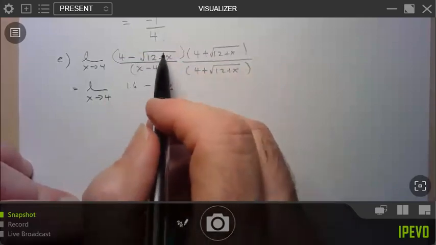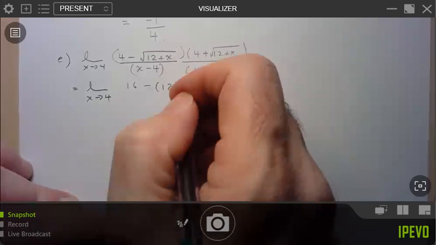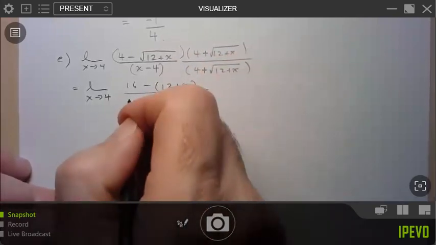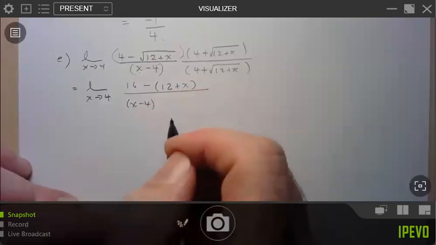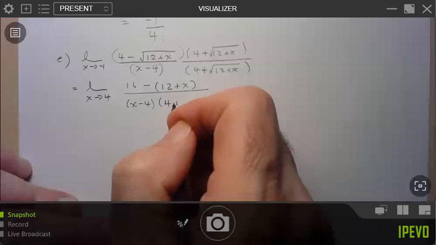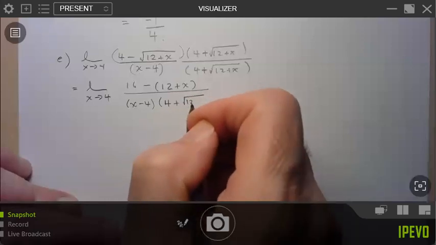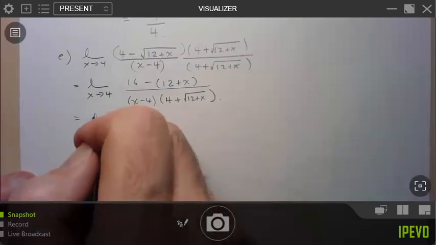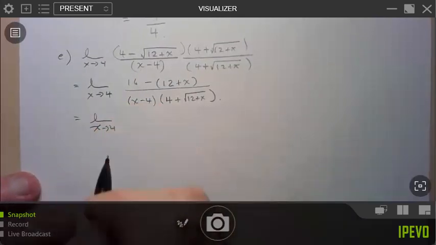Please don't forget the brackets here. Otherwise, it risks not being very nice. Okay, so here, like I said, in the denominator, I'm not touching anything because I'm hoping that x minus 4 is going to cancel out. All right, and so let's see what we got here. The limit as x approaches 4.